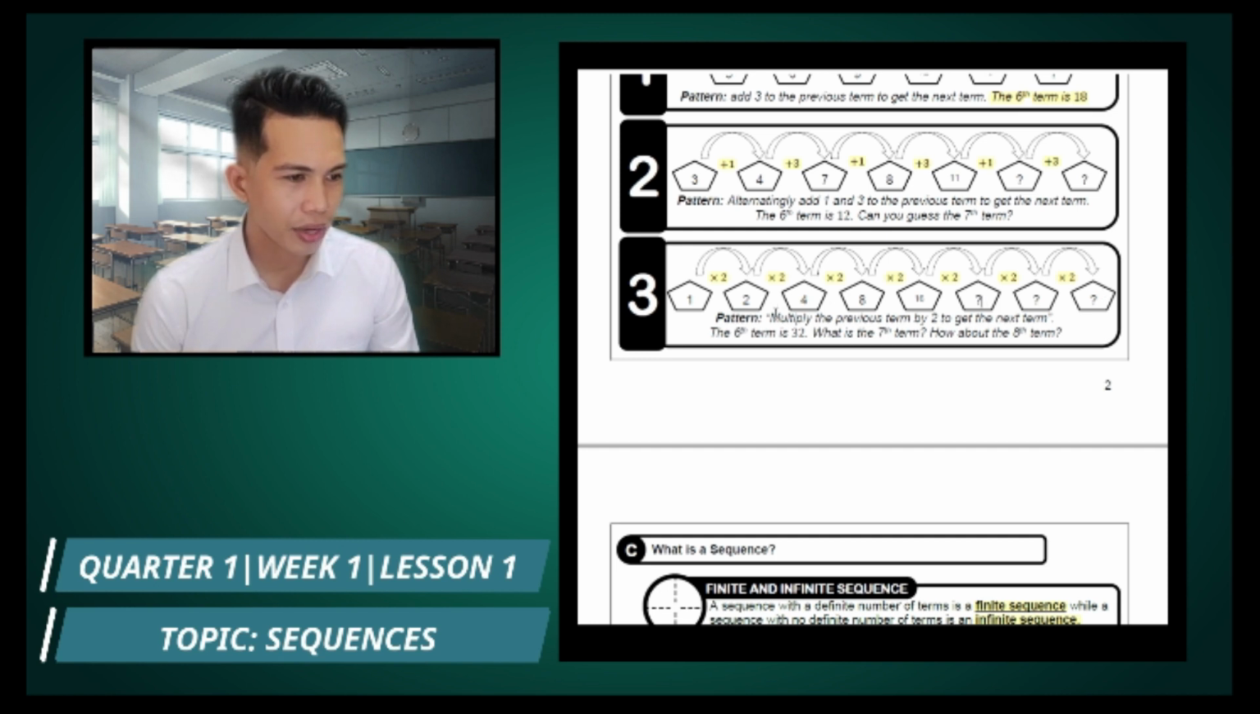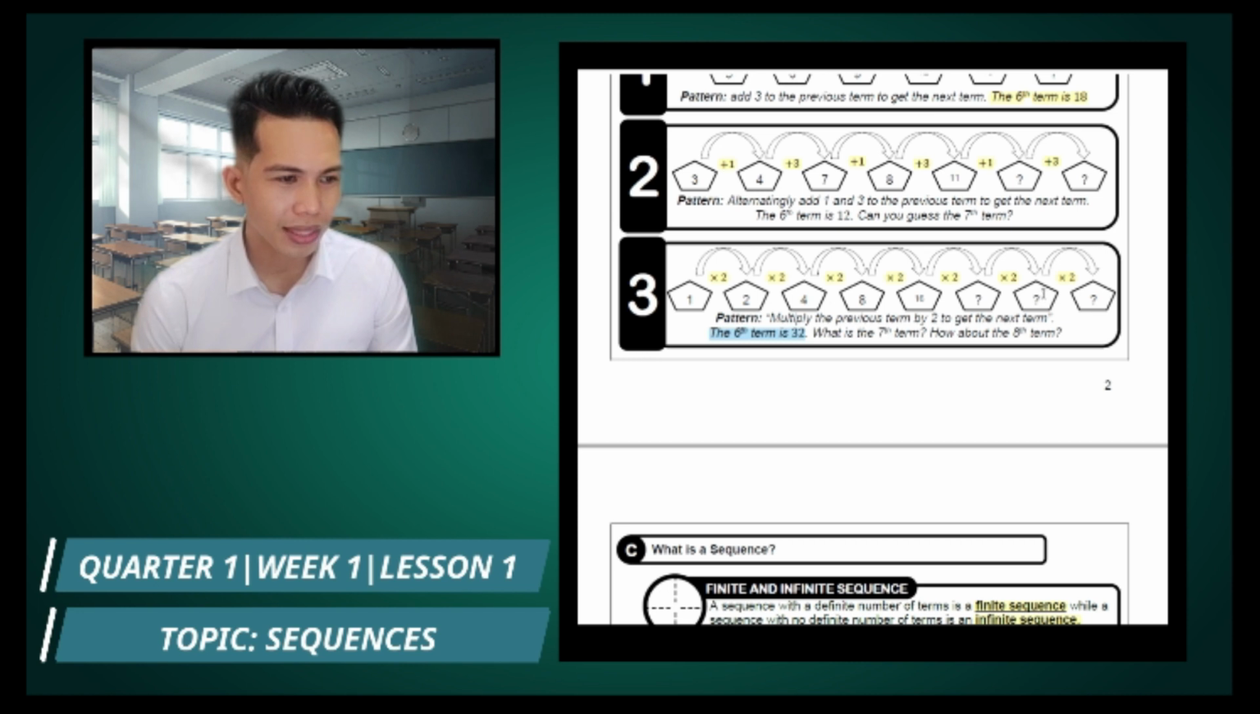Next, on our third illustrative example, we have the sequence 1, 2, 4, 8, 16, and then 3 unknown terms. It says that the pattern here, multiply the previous term by 2 to get the next term. So if we start on our first term, 1, multiply by 2 times 2, we will have 2. And then to get the next term, multiply by 2, we will have 4. To get the next term, multiply by 2, we'll have 8. And then multiply again by 2, 16. Now to get our sixth term, 16 multiplied 2, we will have 32.